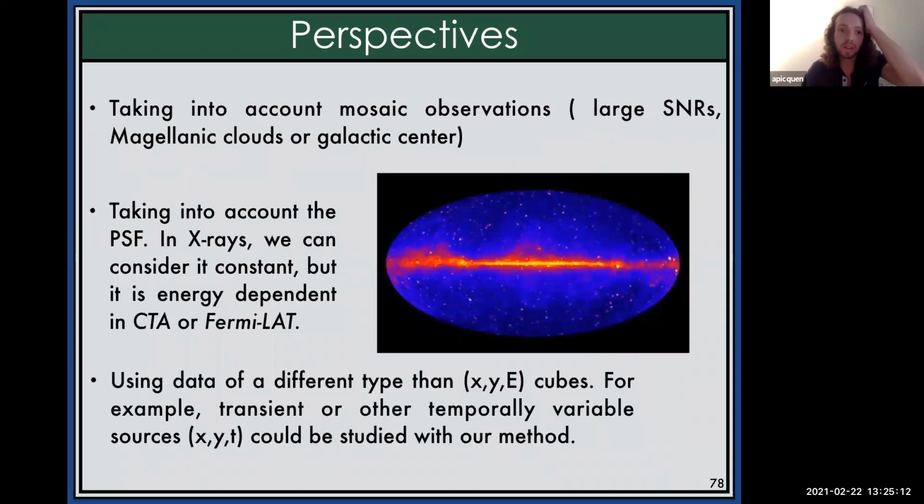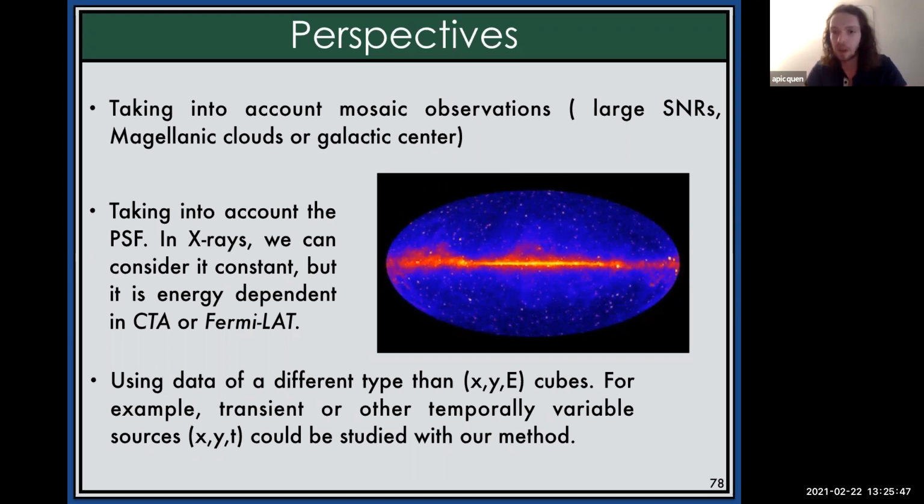And lastly, we could try to use the algorithm on other data than Chandra's, for example, on XMM by taking into account mosaic observations, which is not very difficult. It's not implemented yet, but it's not difficult. Or also taking into account the PSF, because it's not an issue in X-rays, but it becomes one in gamma rays. So if we were able to take into account the changing of the PSF with the energy, we could also apply it on CTA or Fermi-LAT data.